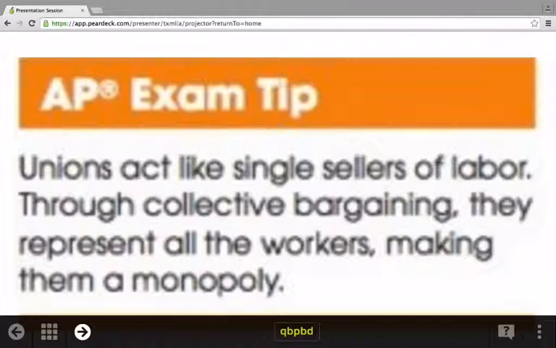On the AP exam, you should remember that unions act like single sellers of labor. Through collective bargaining, they represent all the workers, making them a monopoly in the labor market.